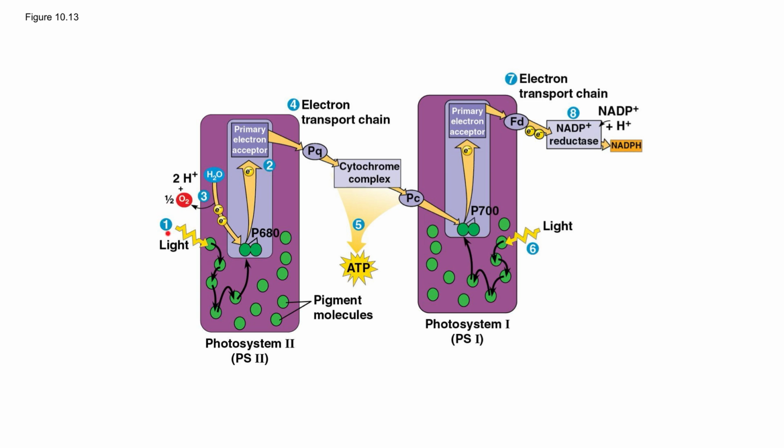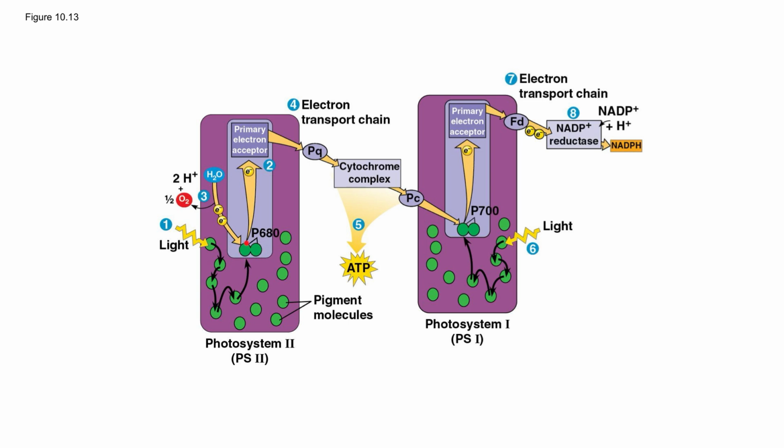The first thing that's going to happen once we're inside that thylakoid membrane and at the photosystem is that a photon of light is going to hit a pigment, and its energy is going to be passed from pigment to pigment molecule until it excites P680. The excited electron from P680 is going to be transferred to the primary electron acceptor.